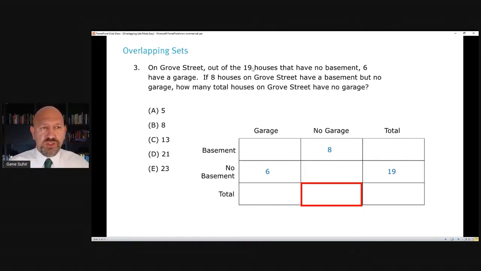So for our final answer, we want to know how many total houses on Grove Street have no garage. All right. So in that middle row, we know two out of three cells. We can solve for the remaining cell. Six plus what is 19? Six plus 13 is 19. Now we have two out of three cells in that column going up and down. And every row and every column needs to add up to the total. Eight plus 13, that gives us 21, our final answer. This becomes the kind of thing when you use the table approach.